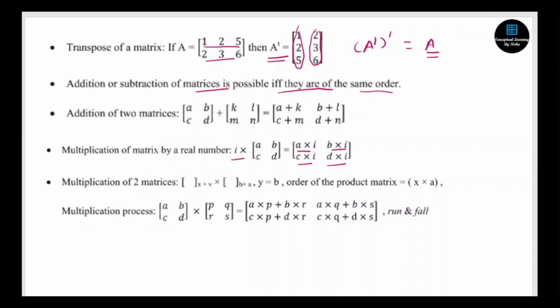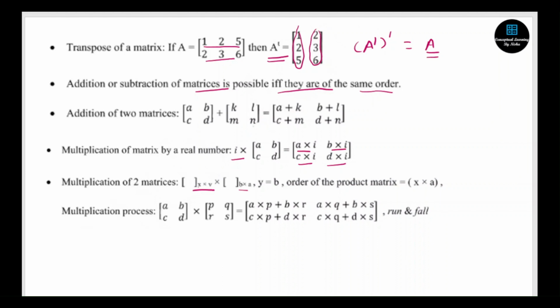Now, multiplication of two matrices. If one matrix is of order x into b and the other is b into a, then the product matrix has the order x into a. Remember this: only when the columns of the first and rows of the second are the same can you multiply the matrices. Otherwise you cannot do it. Very important point.